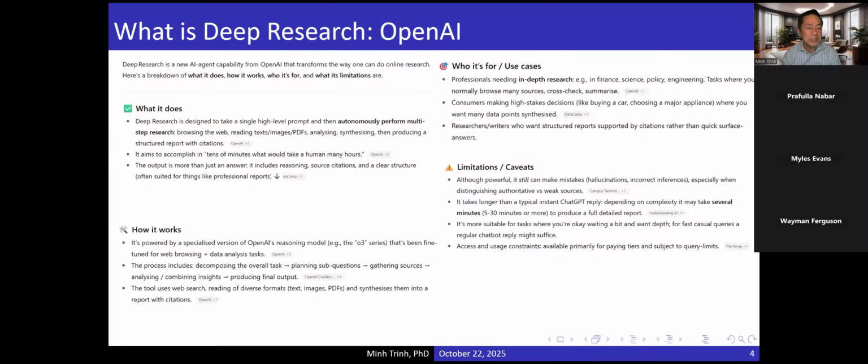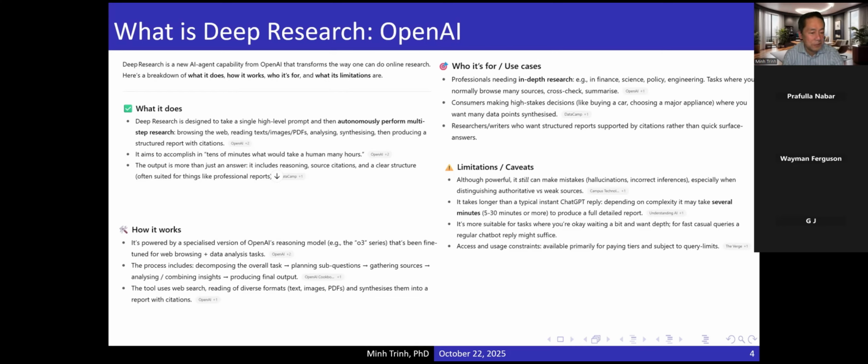So this is deep research according to AI. I won't read the whole thing, just the beginning. Deep research is designed to take a single high-level prompt and then autonomously perform multi-step research, browsing the web, reading text, images, PDFs, analyzing, synthesizing, and producing a structured report with citations. It's very similar to what Claude was saying. In tens of minutes, it does what would take us many hours of research.